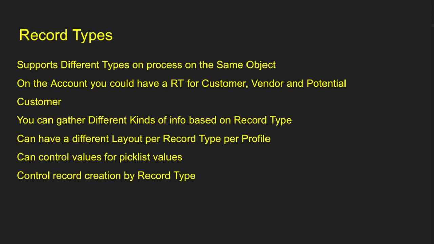So you have a different layout per record type, per profile. You can control the pick list values for each of the record types. So you can use the same pick list field in each record type, but have different values that are only pertinent to that particular record type. You can also control the creation of a record type by profile. So I can have a profile and say I can create a customer and vendor, but I can't create potential customer. Doesn't mean I can't see potential customer records. It just means I can't create that type of record for that particular profile.